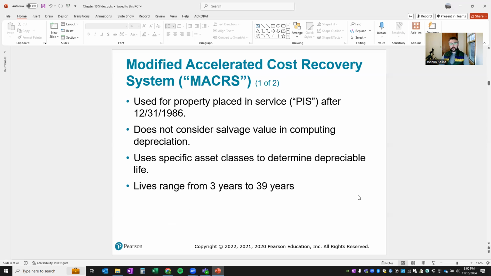Here we've got MACRS, the one you're going to see the most often if you're in tax. Used for property placed in service after 12/31/86, it does not consider salvage value. So salvage value means nothing to us. It could for GAAP and book purposes, but for tax purposes, there's no salvage value. It uses specific asset classes to determine depreciable life, and lives range from 3 years to 39 years.